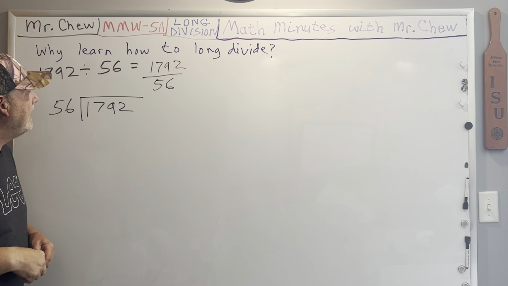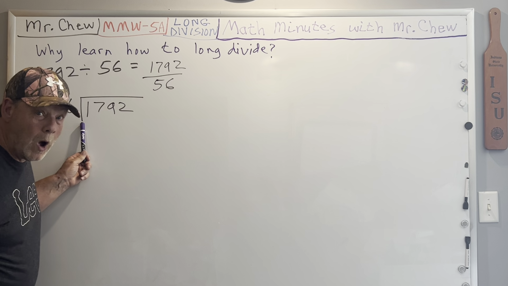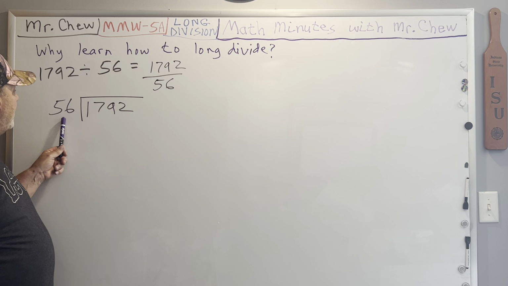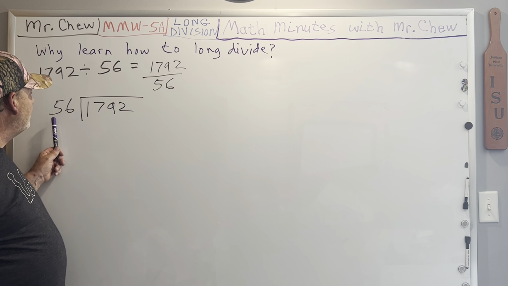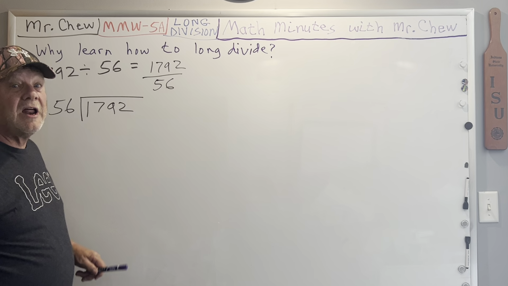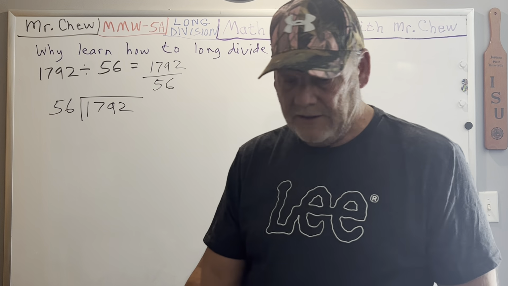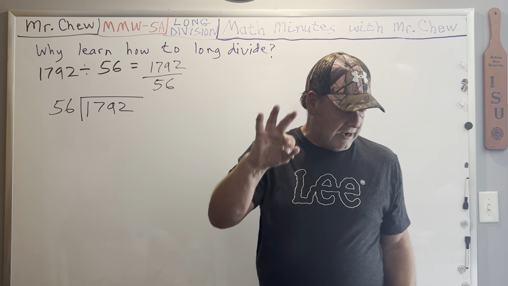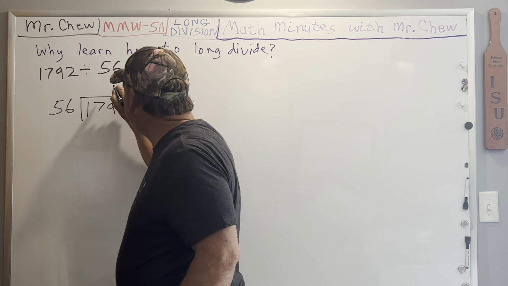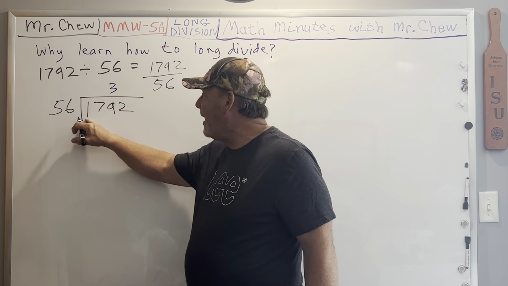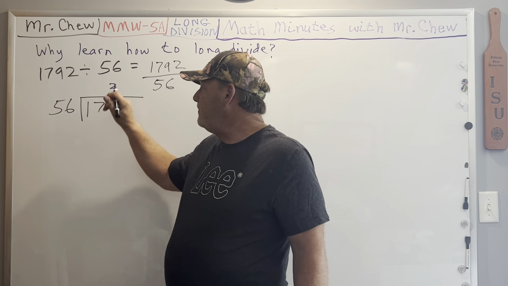So now you're saying in your mind, how many times will 56 go into 1? It won't. How many times will 56 evenly divide into 17? It won't. How many times will 56 divide into 179? It will. And how many times is that? It will do it 3 times. So since it'll do it 3 times, I write a 3 right up above the 9 because I'm dividing it into 179.